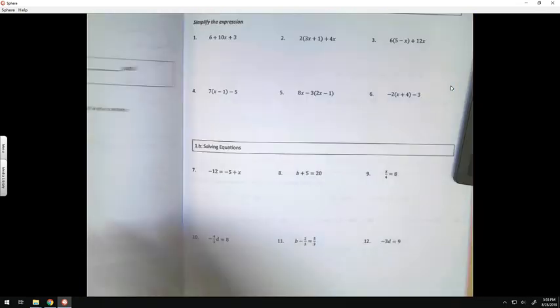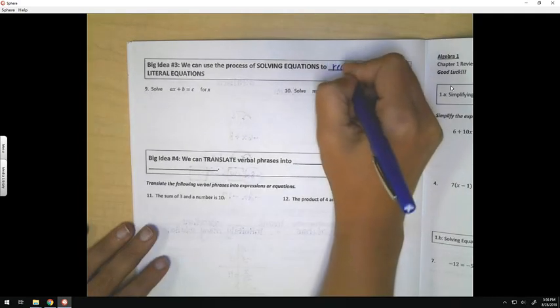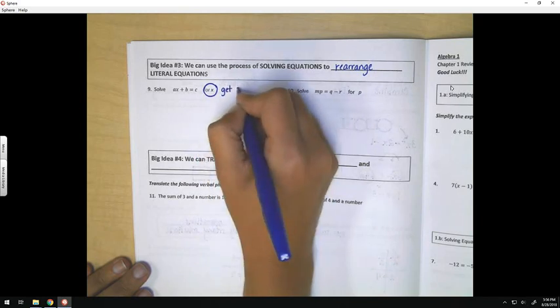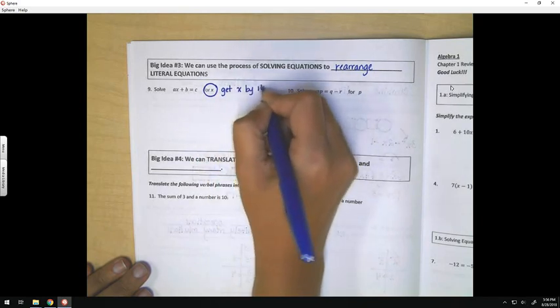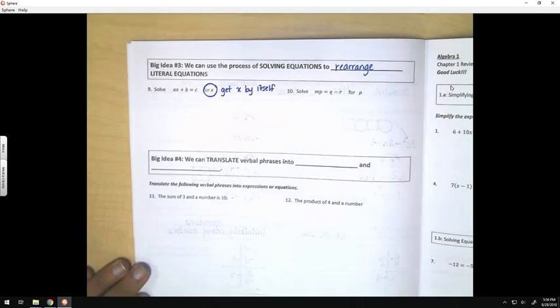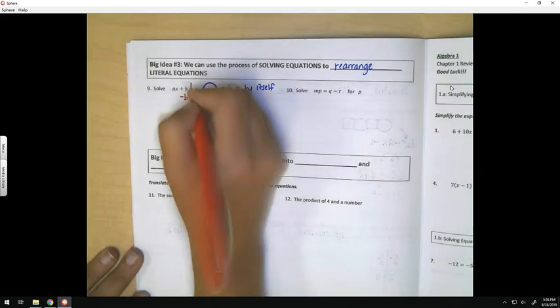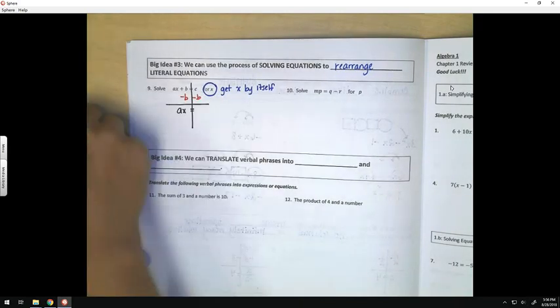On the next page, then we learned that we can use the process of solving equations to rearrange literal equations. So if it says in number 9 to solve for x, that means get x by itself. So to do that, I'm going to use the same process as solving equations. So I'm going to start by subtracting the b on both sides, which means I get ax equals, and on this side, I'm going to have c and then minus b.